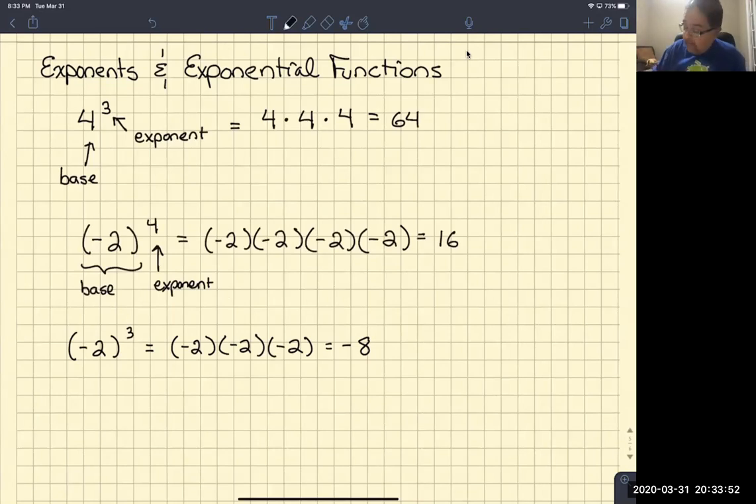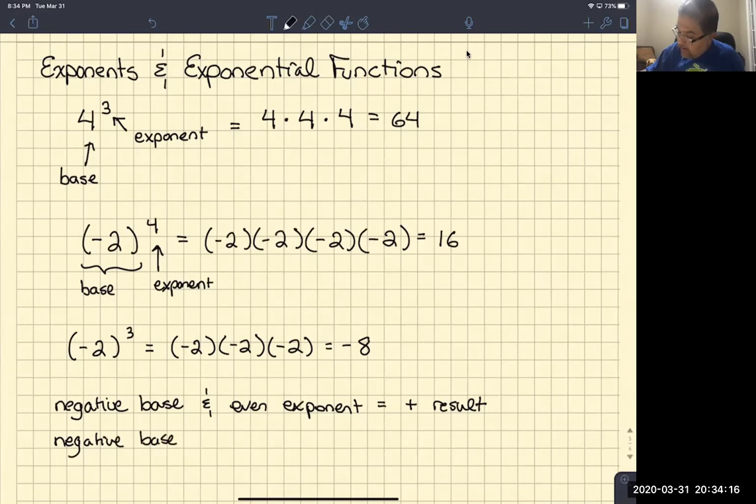So if I have a negative base and even exponent, I get a positive result. Likewise, if I have a negative base and an odd exponent, I get a negative result. So negative base to an even exponent is a positive result. Negative base to an odd exponent is a negative result.